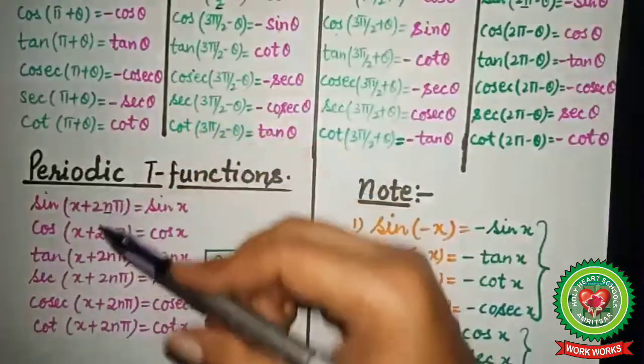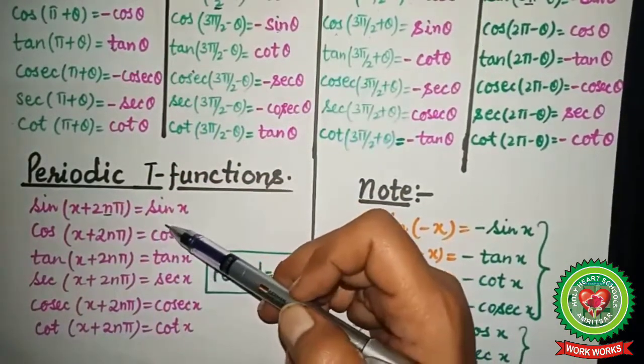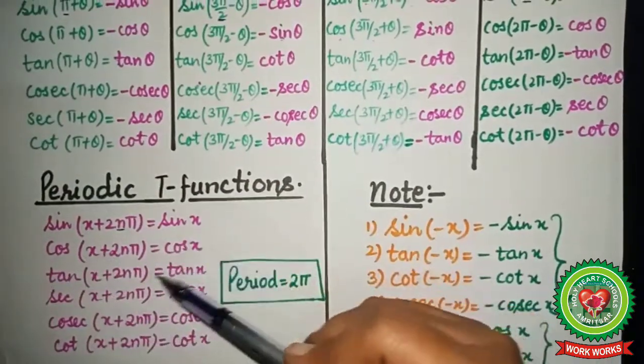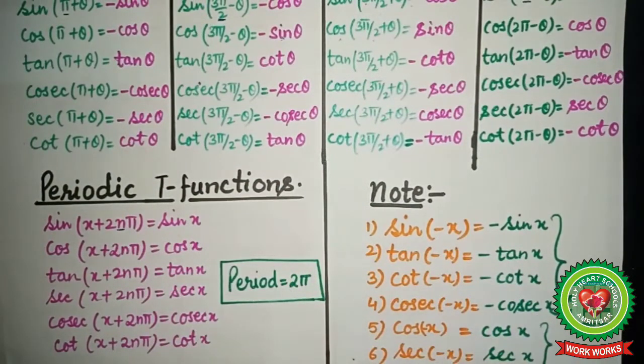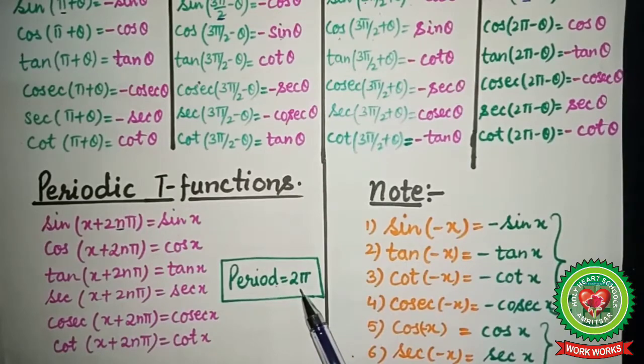So sin(x + 2n pi) is equal to sin x. Similarly for cos, tan, secant, cosecant and cot. So from here we can say that the period of all trigonometric functions is equal to 2pi.